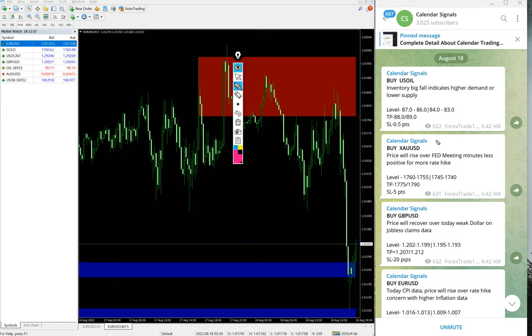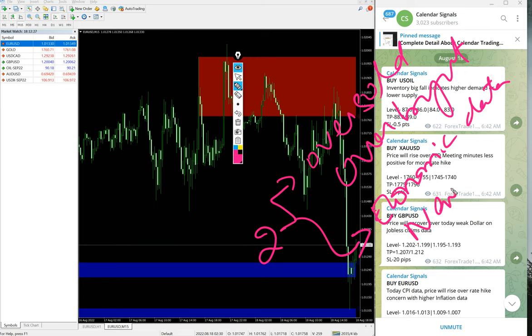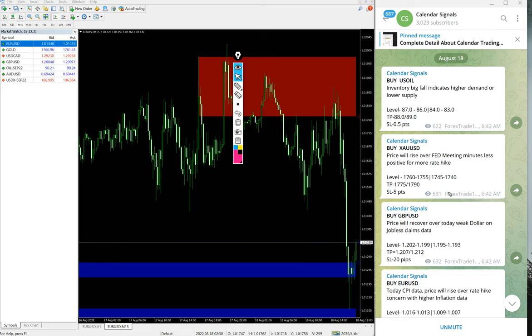And in calendar signal, basically based on two aspects we are giving the signal. One is oversold or overbought condition, and then another set of reason which is more important we are considering is economic data or news. Based on these reasons we give the signals on calendar signal channel.